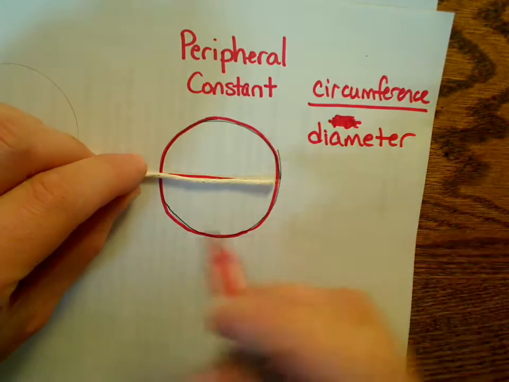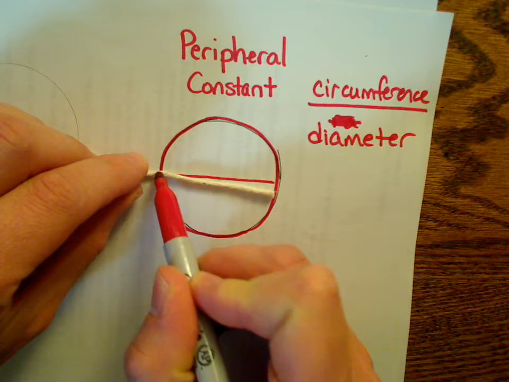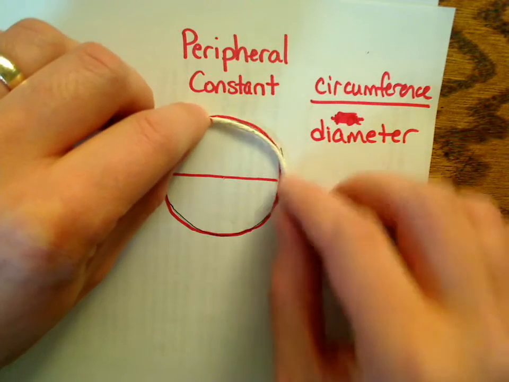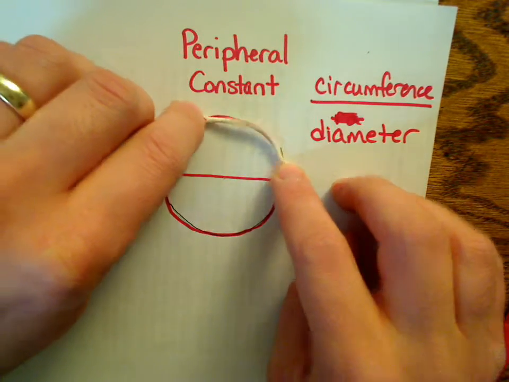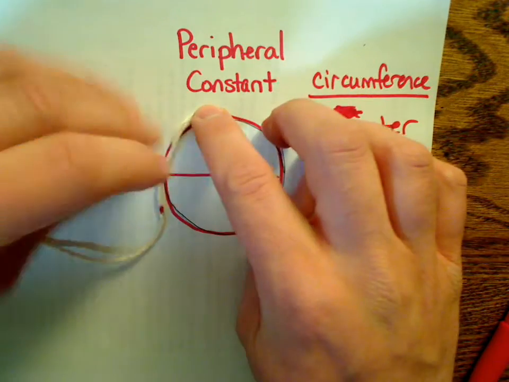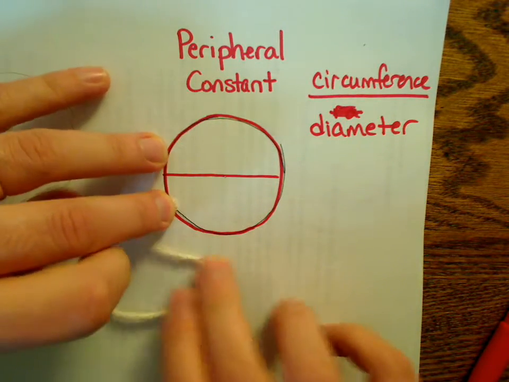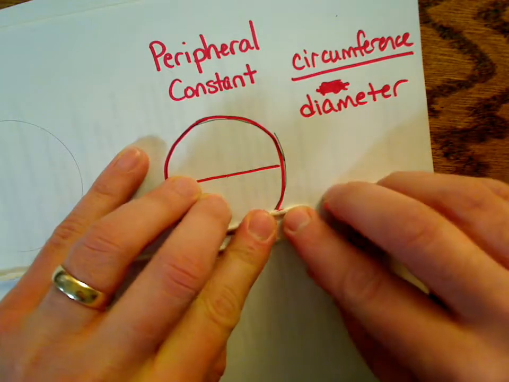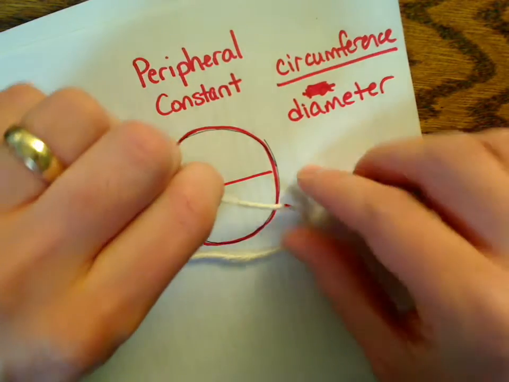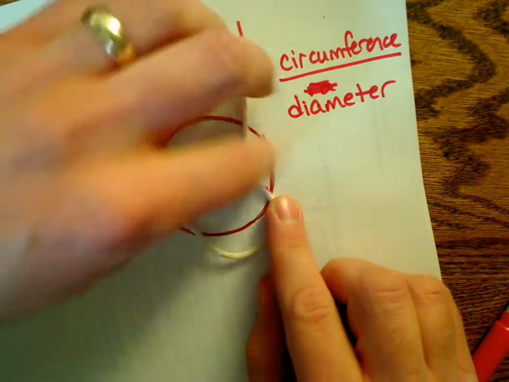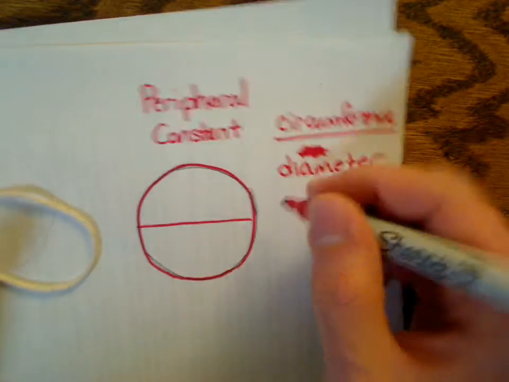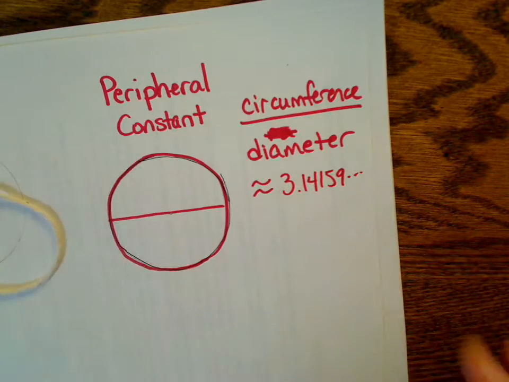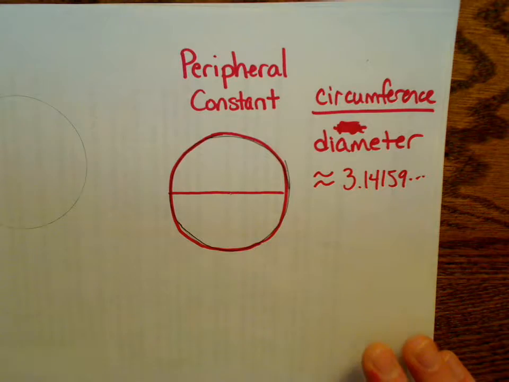If we mark that as one radius and try to wrap it around once, there's our one diameter, wrap it around once, inchworm our way around this, twice, 3 times, there's my mark, 3 times and a little bit. So for a circle, if I were to do this precisely, this would be about 3.14159 and so on. It goes on forever, just like the square root of 2 goes on forever.